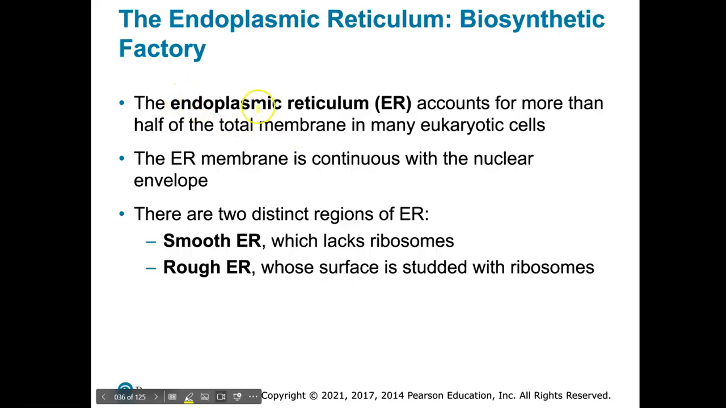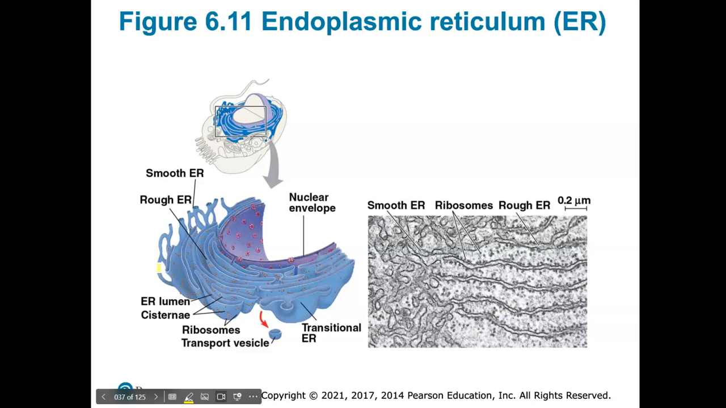So the endoplasmic reticulum functions as a place where products are made, okay? There are two types. There is the rough ER that has ribosomes, and smooth ER does not have ribosomes. And this is what basically it looks like with the nuclear envelope here. Rough ER is attached to the nuclear envelope, and then the smooth ER is outside of the rough ER.